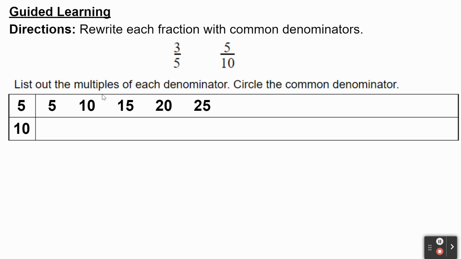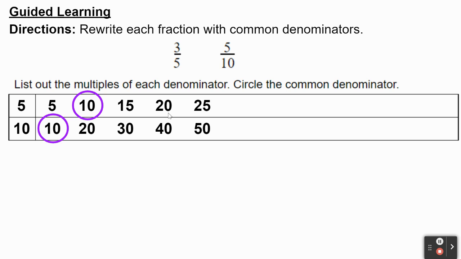Let's do the same for 10. We have 10, 20, 30, 40, 50. Now let's see which number we found in both lists. We can see that 10 is the first number found in both of these lists. That means this is our common denominator. You might also notice there's 20 in both of these lists as well. That's a fine denominator to use too. That's also a common denominator. You would just be getting another equivalent fraction.